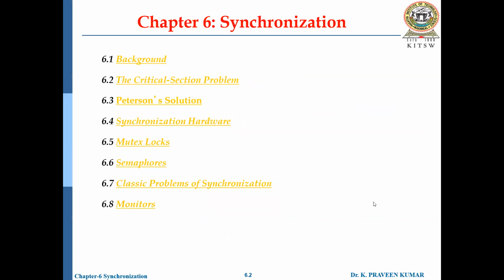So in this synchronization chapter, we are going to discuss the background of synchronization, critical section, what is the critical section problem, before that what is critical section, then Peterson's suggested solution, and how to synchronize using hardware, mutex locks, semaphores, and the classical problems of synchronization. At the last, we are going to discuss monitors. So these are the objectives or topics we are going to discuss in Chapter 6, synchronization.